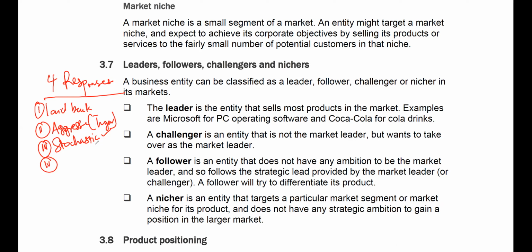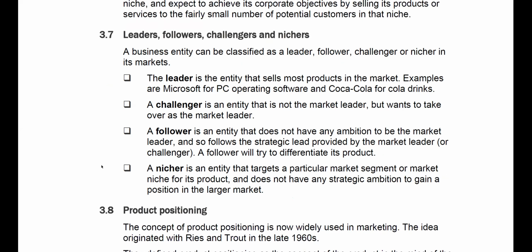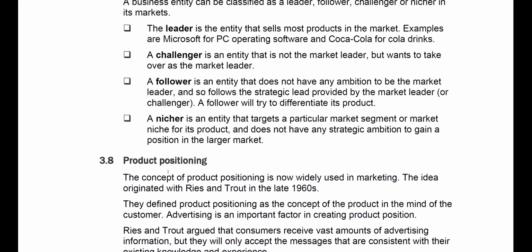So a nicher is an entity that targets a particular market segment or market niche for its product and does not have any strategic ambition to gain a position in the larger market. It just wants to focus on a limited or small segment. Remember them. ICAN can ask you to define or talk about market position, or differentiate between niche, challenger, follower, and leader.